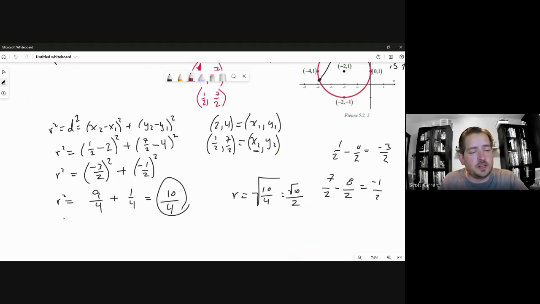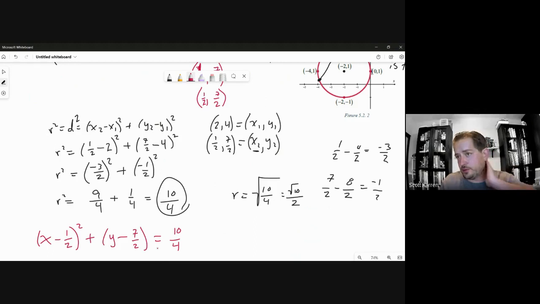So to write the equation of the circle, I have x minus h, and h was 1/2, so minus 1/2 squared, plus y minus k, which was 7/2, squared, equals r squared, which was 10 over 4. Not a beautiful circle because of the fractions, but much nicer to look at in this form than it is to look at it in an expanded form or otherwise.